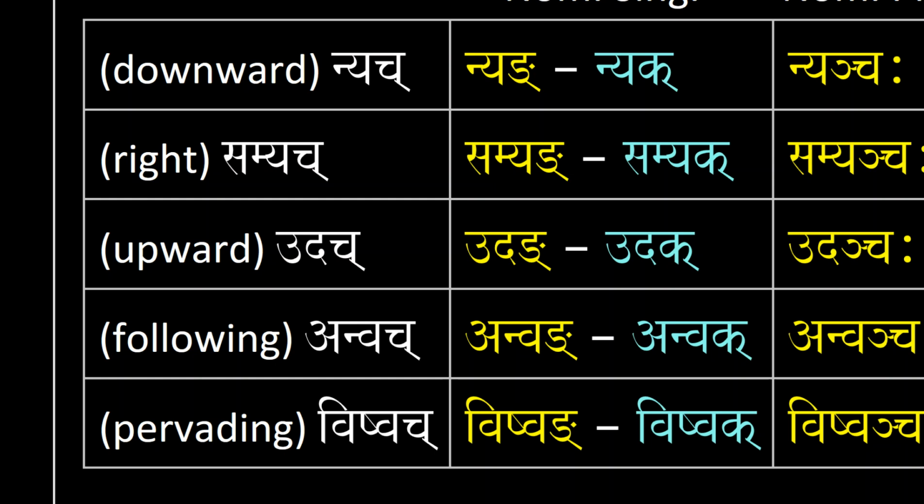Now for the nominative singular of the neuter, you're using the middle stem. The middle stem ends in ach. But since you're not doing anything to it, that cha has to convert into a ka according to the consonant sandhis. So for nominative singular, going from top to bottom, you have nyak, samyak, udak, anvak, and vishwak.